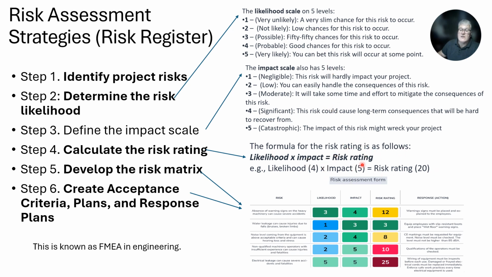If you see down here, I give the ratings, how you would calculate it. So you take your likelihood times your impact, and that would give you your risk rating. So if you have a 5 times 5, that would be the max. And so 25 would be a high scale, high probability, catastrophic event that you need to plan for. If you look at this chart at the bottom, it says that electrical leakage can cause severe accidents and fatalities, and then it says what the response action would be. So this would be a brief example of what a risk register is.